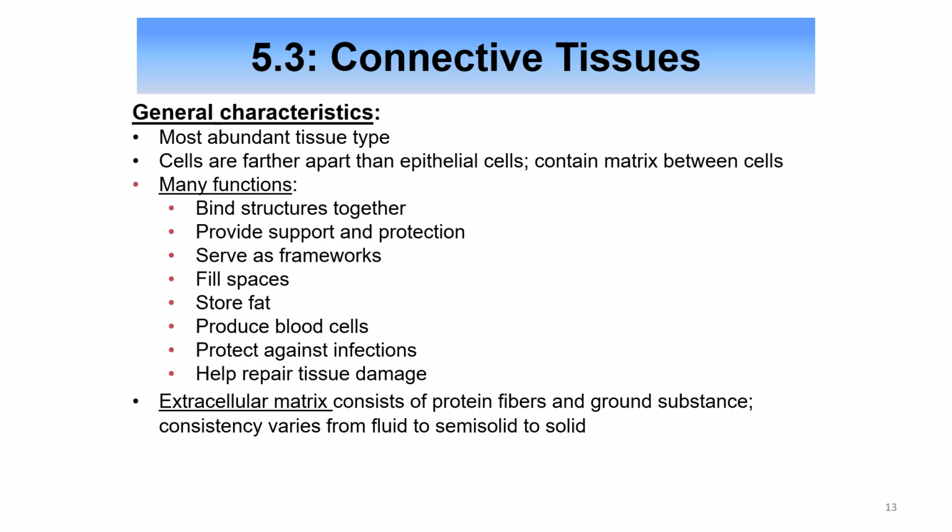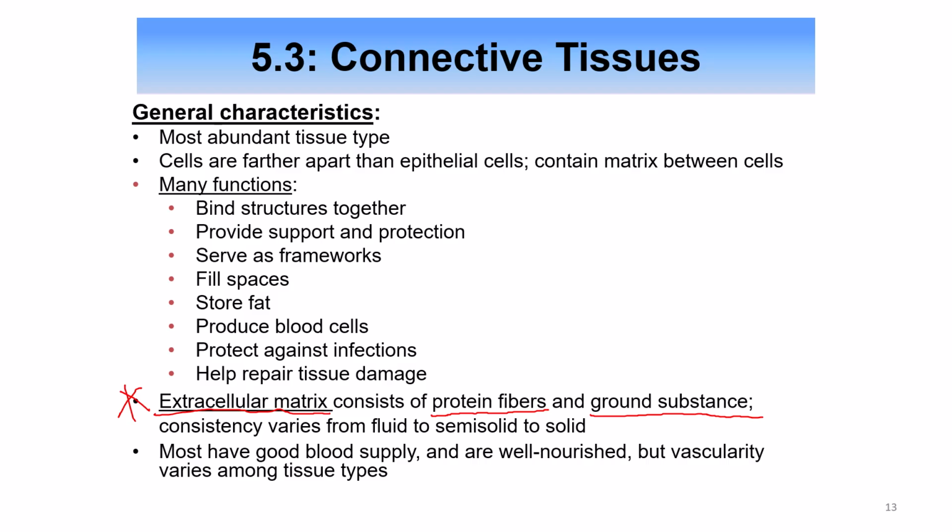Okay, so in between the cells there's space, but really in the space there's the extracellular matrix. But what does that mean? The matrix just means that outside of the cells there are protein fibers, for example collagen fibers, elastic fibers, there are also reticular fibers, and there's also ground substance. Ground substance is kind of like the liquid part. This liquid part though can be fluid to semi-solid to solid. Most connective tissues have good blood supply and they are well nourished. And many of the cells in connective tissues can divide.